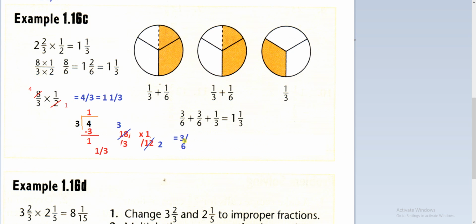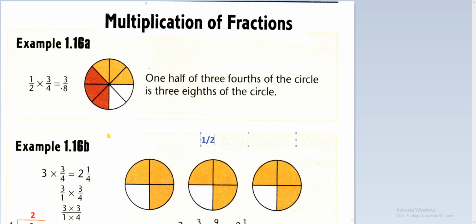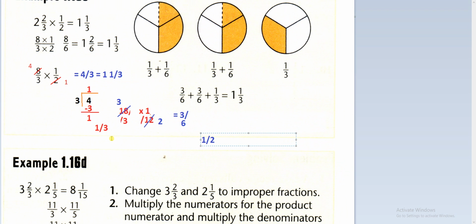Now 3 and 6 can be simplified because they have a common factor. 3 can divide both of them. So your answer would have equaled out to be a half. So that's basically it. You can go back and review each one of these examples, and that should help you kind of refresh your memory on how to do the multiplication of fractions.